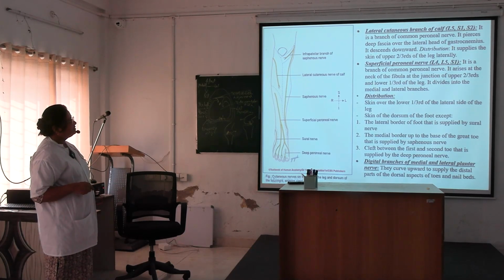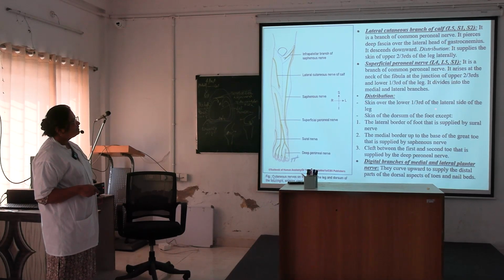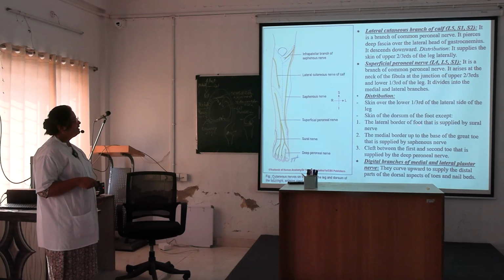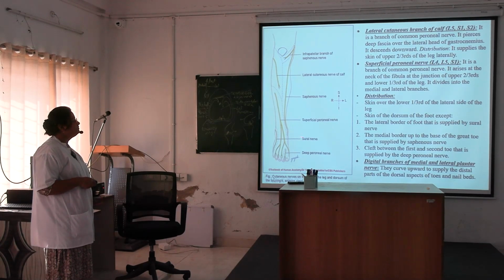So what is the distribution? Skin over the lower one-third of the lateral side of the leg. Here, lower one-third of lateral side of leg. Skin of dorsum of the foot. Almost most of the part of the dorsum of the foot except these areas. Except the lateral border of foot that is supplied by sural nerve.